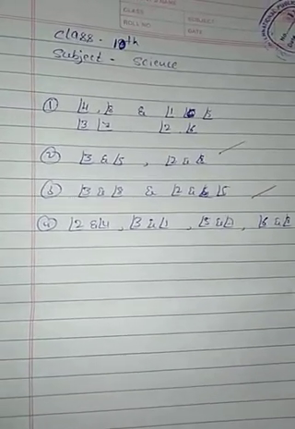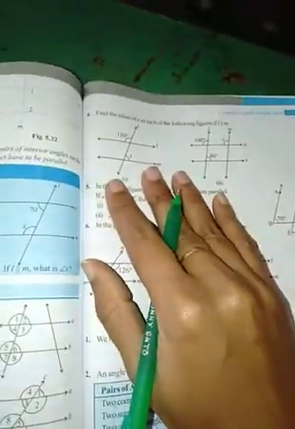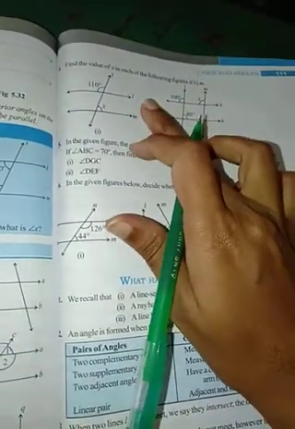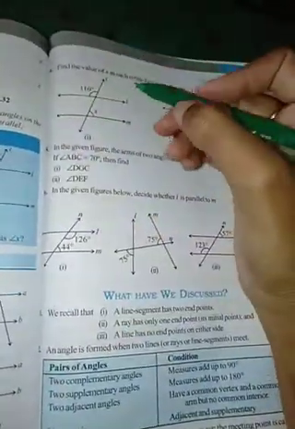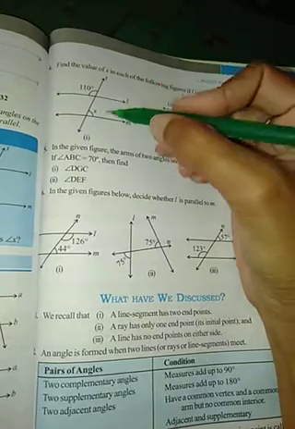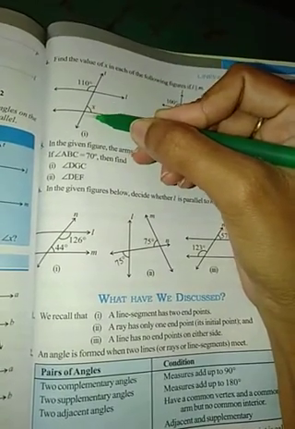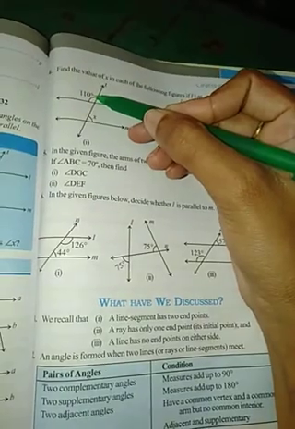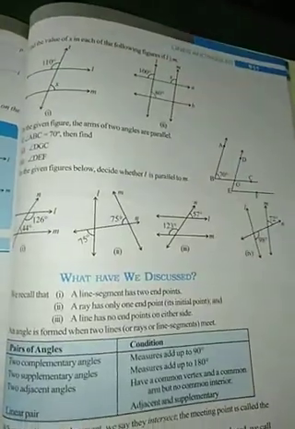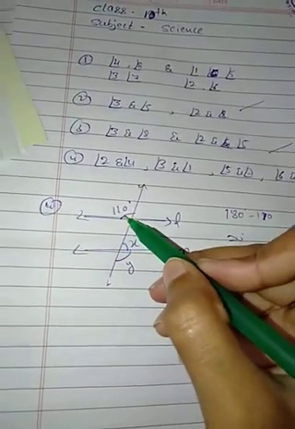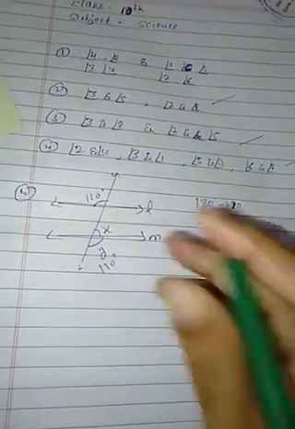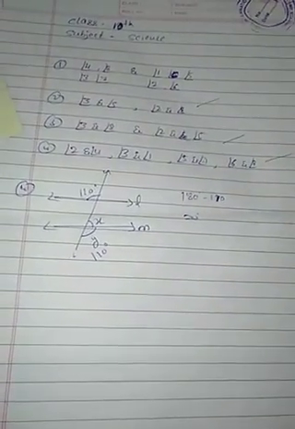Just check once. Next one: find the value of x in each of the following figures. Here L is parallel to M. See this figure, the 110 is the exterior angle. This exterior alternate angle is equal to this angle, which we call y. So 110 is equal to y, which is also 110 degrees, because exterior alternate angles are equal.